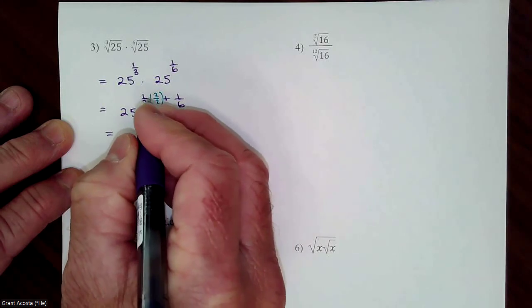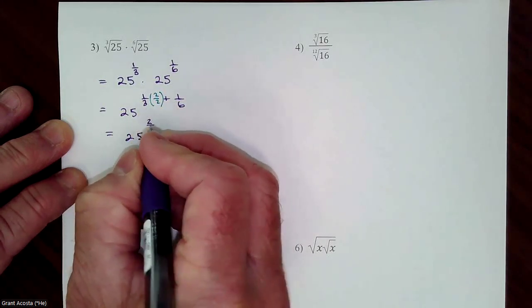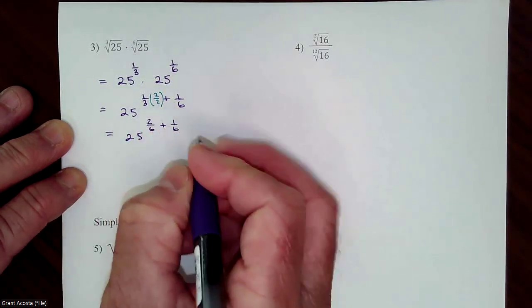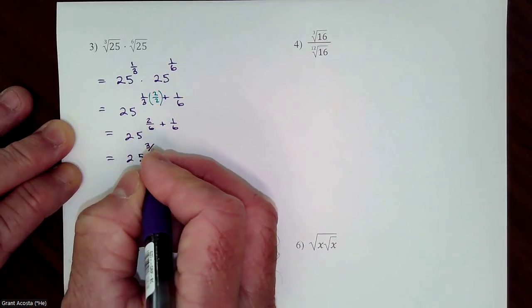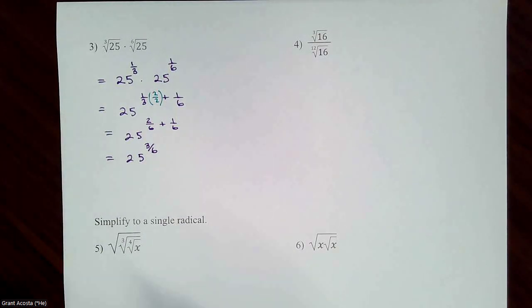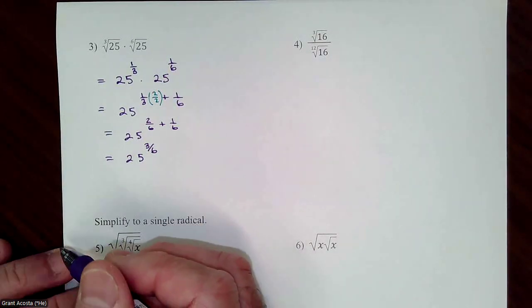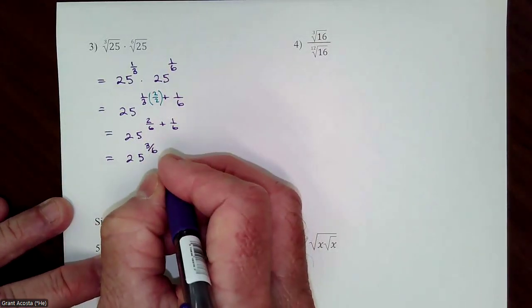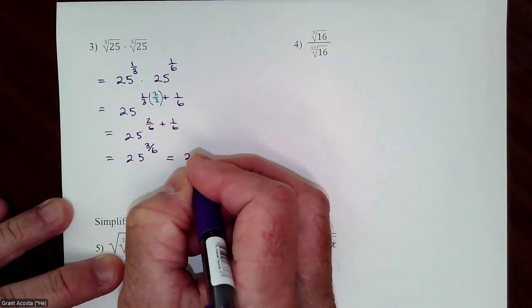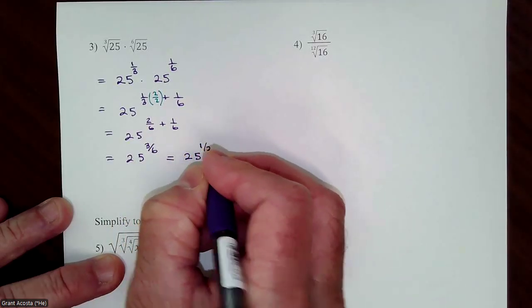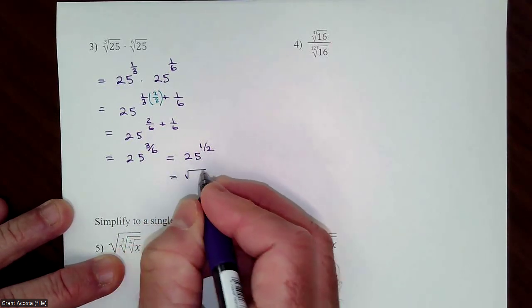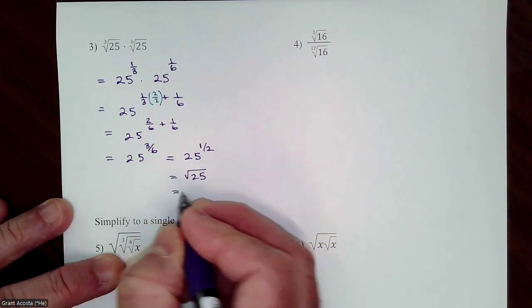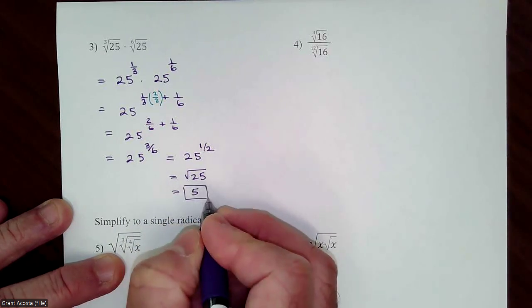That gives me 25 to the 2/6 plus 1/6. Remember, when adding fractions, just add the numerators and keep the denominator. 25 to the 3/6. Now here's a good argument for reducing your fractions. That's the same as 25 to the 1/2, which we know means the same thing as the square root of 25, which is, of course, 5.